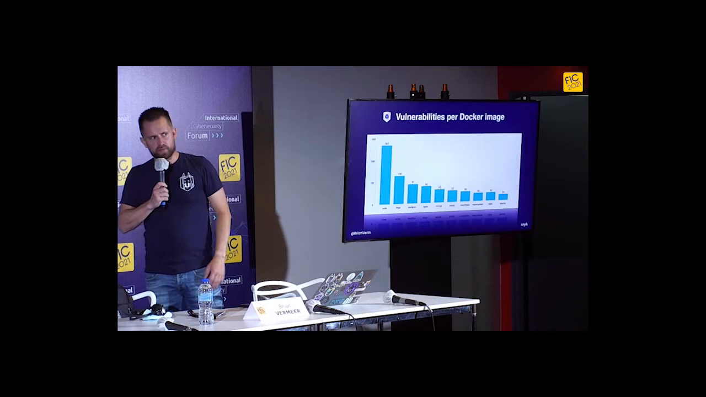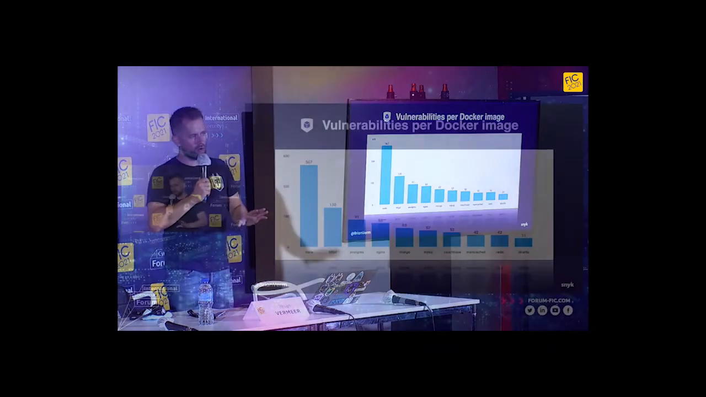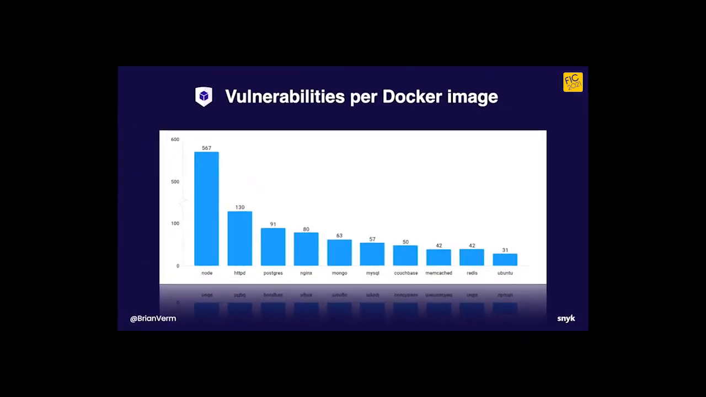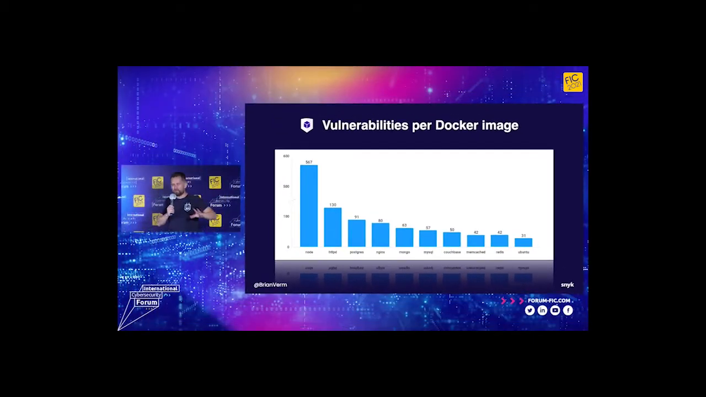This is 2019. I did a research on Docker containers. I downloaded the 10 most popular freely available base images from Docker Hub, just with the latest tag. These were the amount of vulnerabilities I found. That means that every single one of these 10 had vulnerabilities.